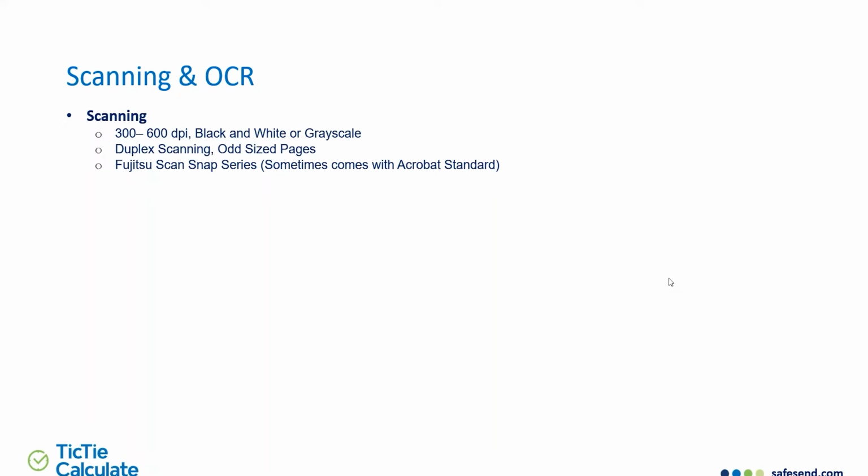If you're looking at more of a network or shared scanner, some of the Fujitsu models are about $1,000, where the basic models of that line are about $400 to $500. So our recommendation is to stick with that Fujitsu line. We just think that they're the best scanning equipment out there in the marketplace.